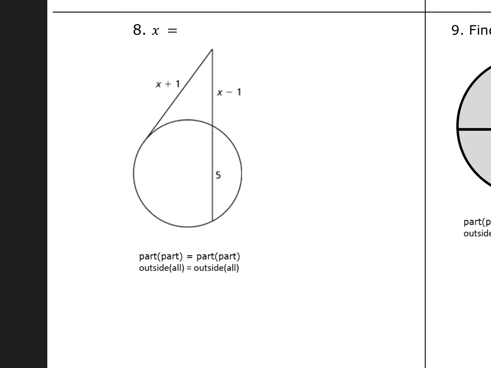For number 8, our intersection, again, is on the outside. So we're doing outside times all equals outside times all. We'll start with the side on the left here. So the outside of that green line is x plus 1. And if it's more than one thing, we want to put it in parentheses. Times, now all of that green line is on the outside of the circle, so we're just multiplying it times itself. Equals, now we can do the right side.